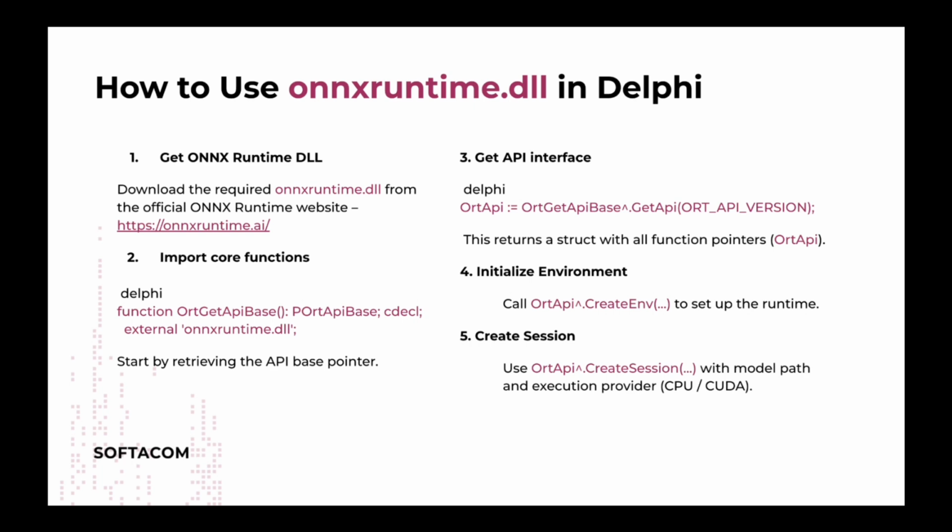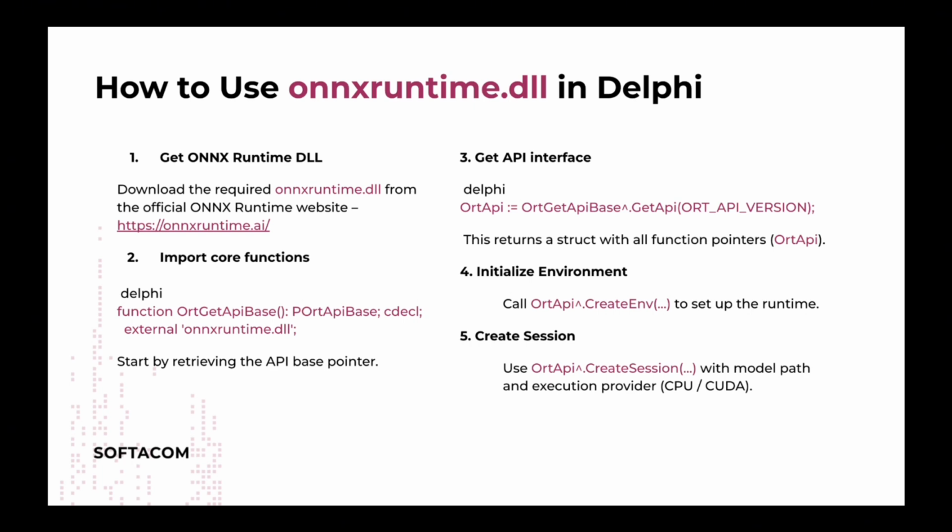Let's have a quick look at how to use onnxruntime.dll in your Delphi apps. First, you go to the official ONNX Runtime website and download the onnxruntime.dll file for your platform, whether that's Windows, Linux, or macOS. Next, in your Delphi project, you import a core function from that DLL. This function, called OrtGetApiBase, basically gives you access to the entire ONNX Runtime API. It looks something like this: function OrtGetApiBase: PApiBase; cdecl; external 'onnxruntime.dll'.